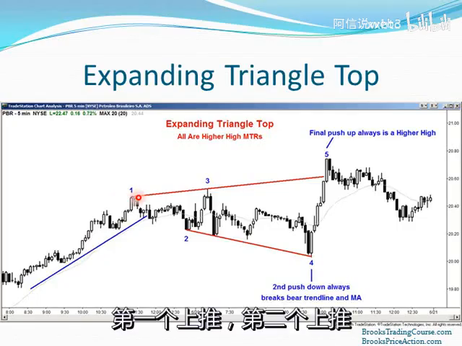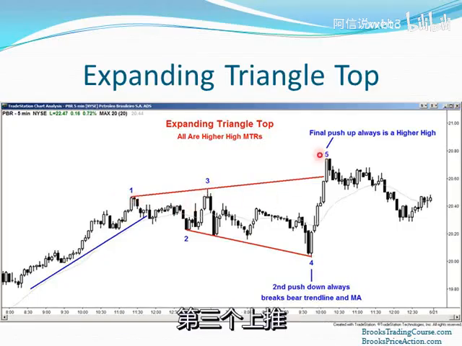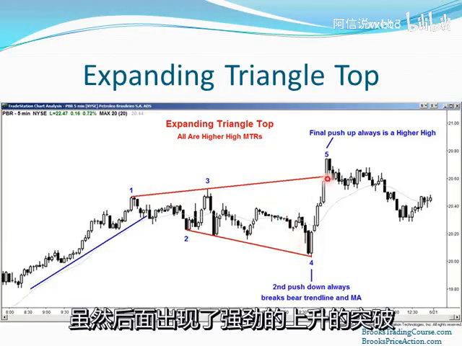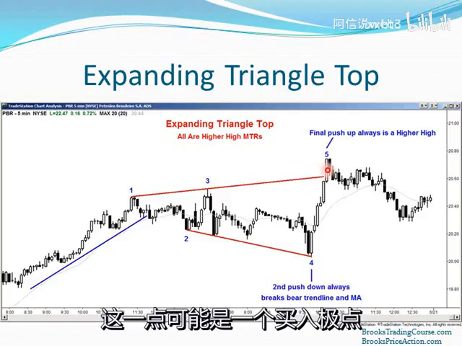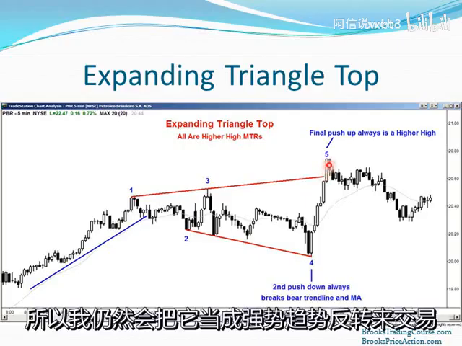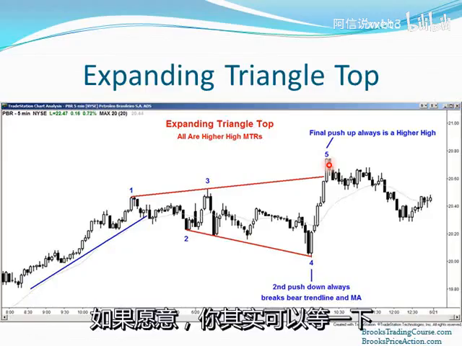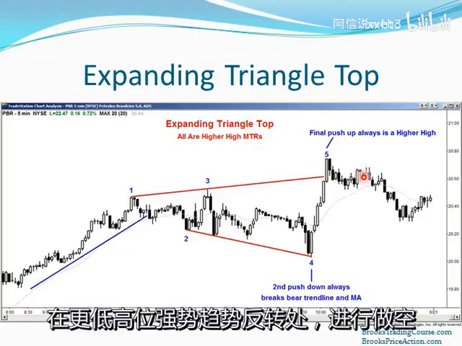We have a bull trend, a push up, a second push up, third push up. So you can view this as a major trend reversal, even though it has this very strong bull breakout. This could be a buy climax. So I would still treat it as a major trend reversal, a higher high major trend reversal. If you wanted to, you could wait and short the lower high major trend reversal.